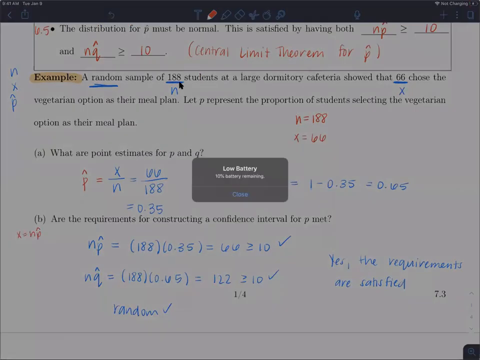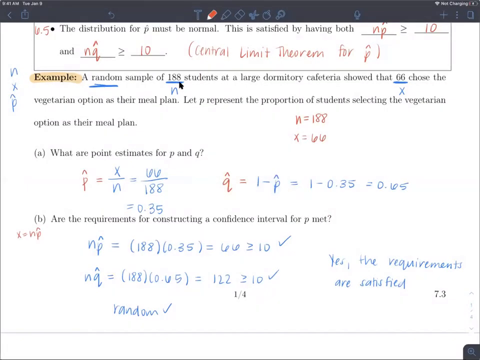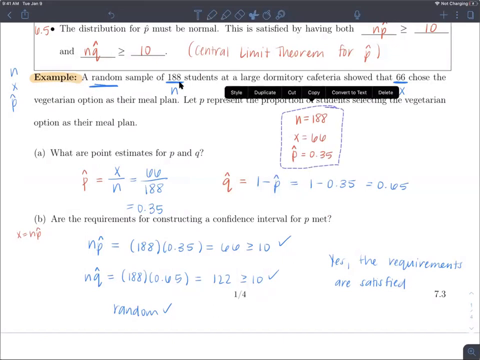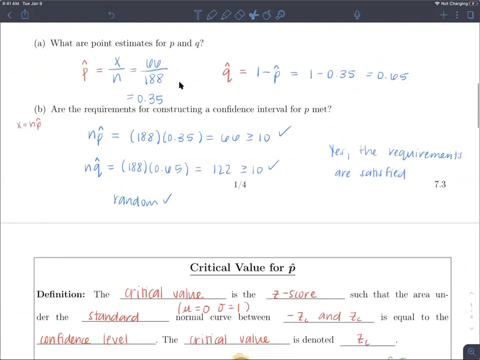And then, what else do we know? P hat is 0.35. And I know that the requirements are satisfied, right? So here I'm going to take this and bring it down here.